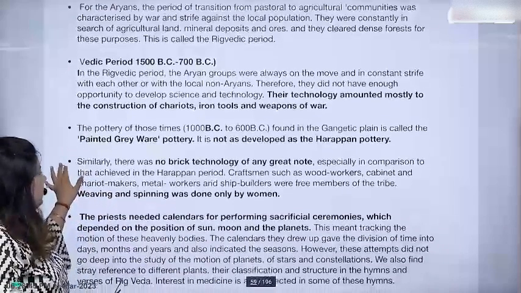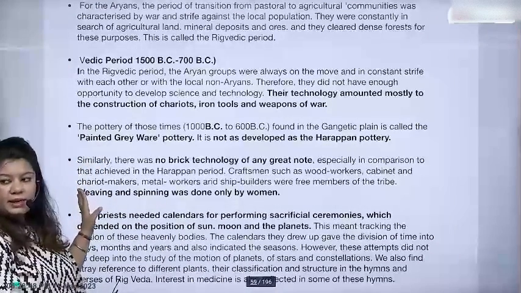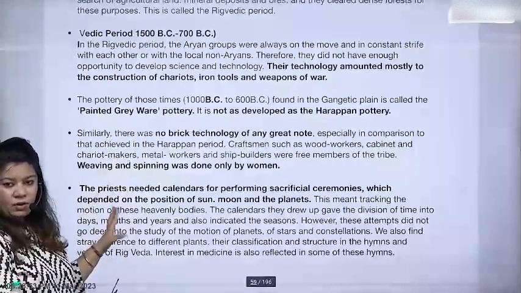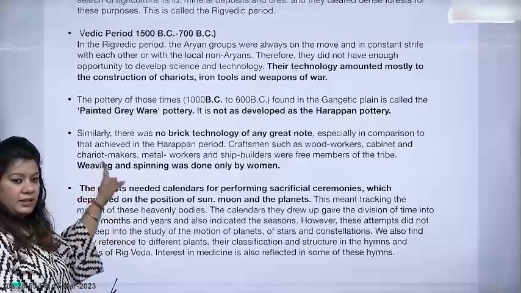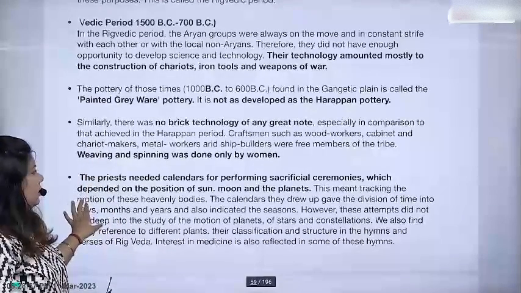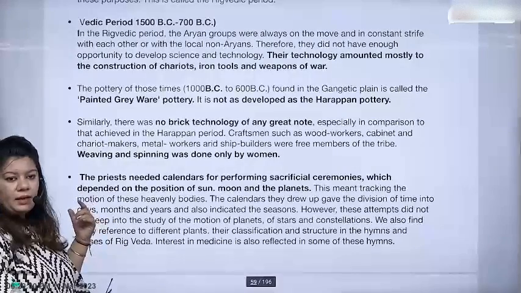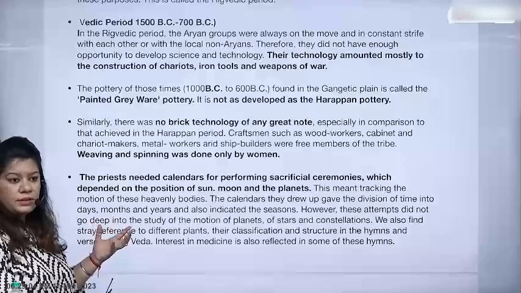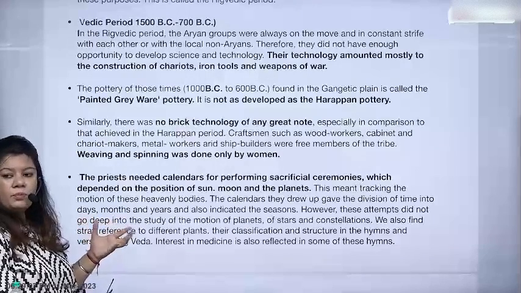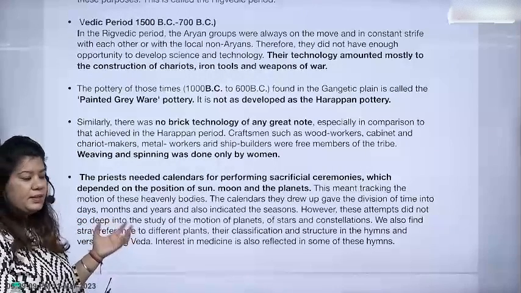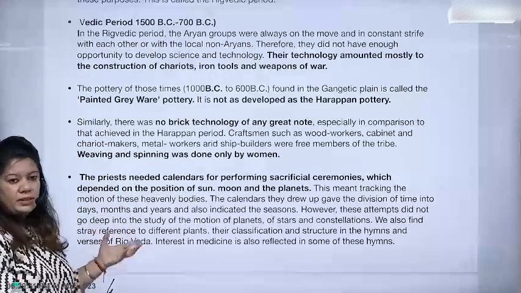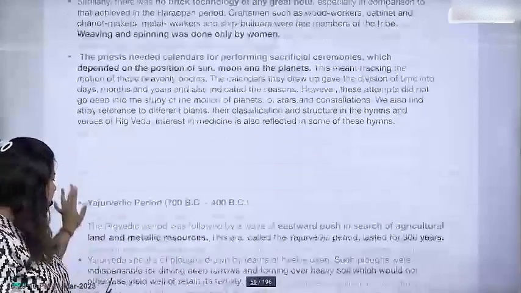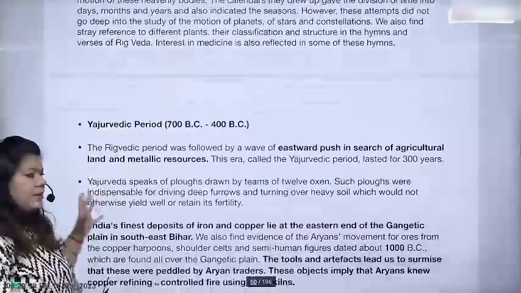right? Pottery, I told you that it was painted grey ware. There was no brick technology in this phase. Now, because of the wars, there was also the need for sacrificial rituals. So the king used to perform yagnas with the help of priests, and that's how the sacrificial ceremonies were again a characteristic feature of this phase. Right? Then comes your Yajurvedic period.